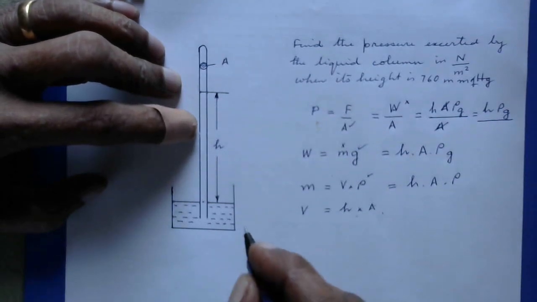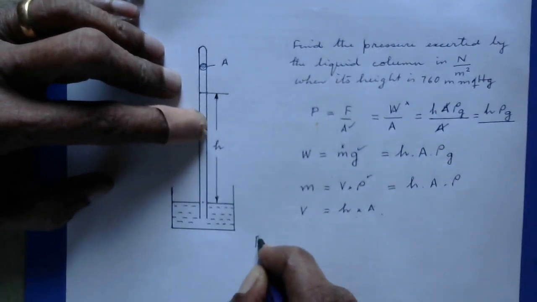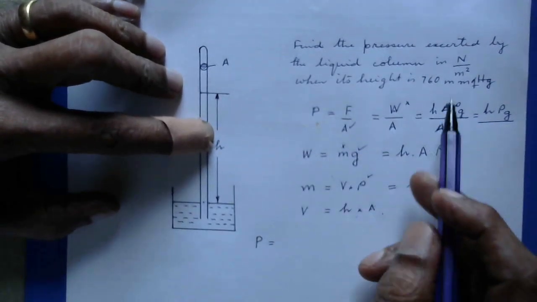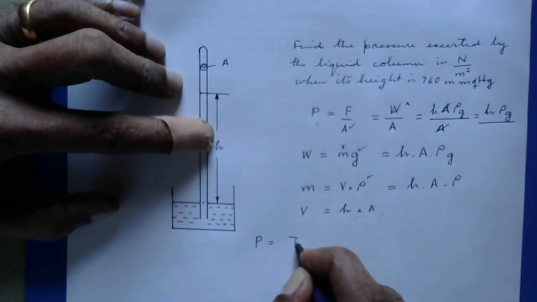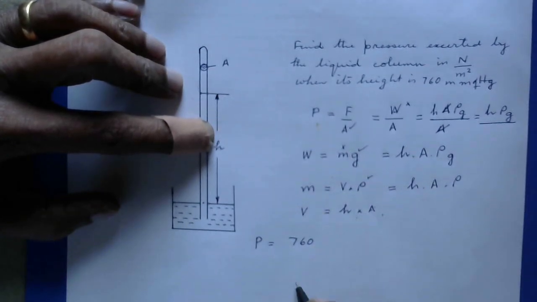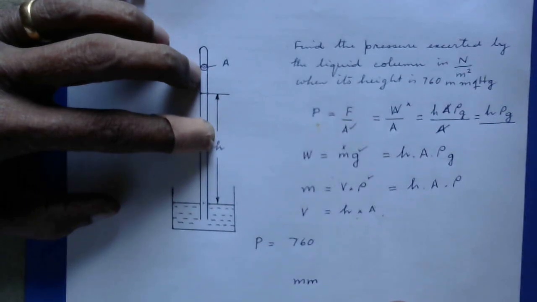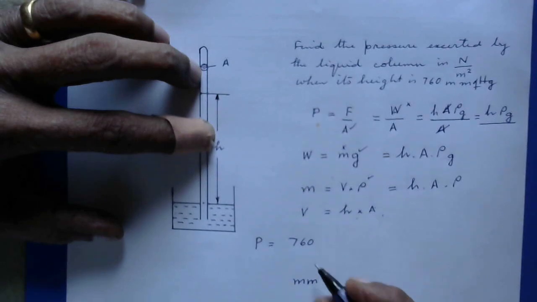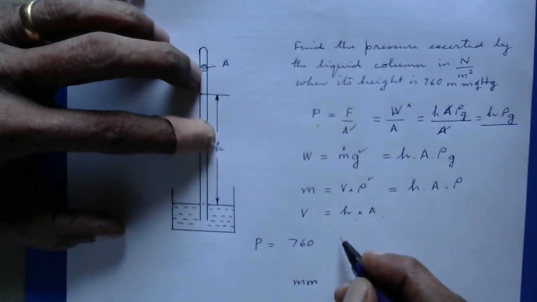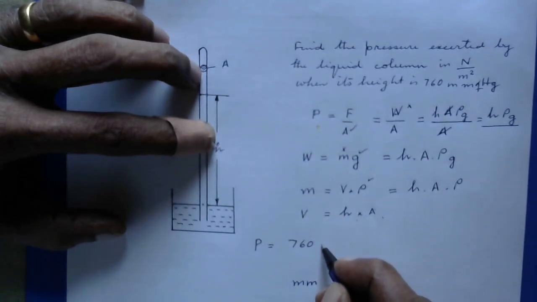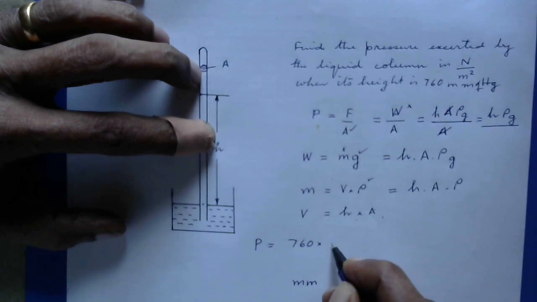Now let us try to solve the problem. So now P would be equal to h rho g. H is given as 760 mm of mercury. So we write 760 and below we write mm. So we know the unit also. This is very important because no numerical value has a meaning unless it is associated with a unit. So we need to give that unit. Then what do we have next? h is equal to 760 mm. Then rho is equal to... Rho is how much?